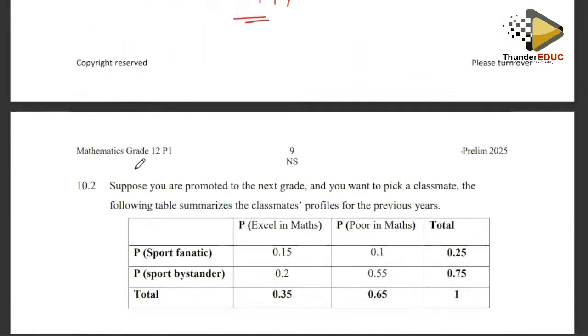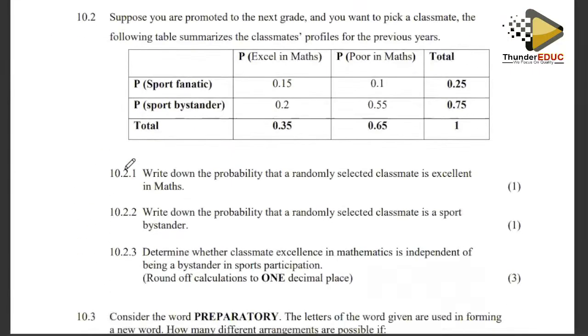All right. And then 10.2, suppose you were promoted to the next grade, and you want to pick a classmate. But this works for people that are in grade 11 and below. So we have the probability that you excel in maths, the probability that you're poor in maths. We have the total. Your choices are a sport fanatic or sport bystander, and so on.